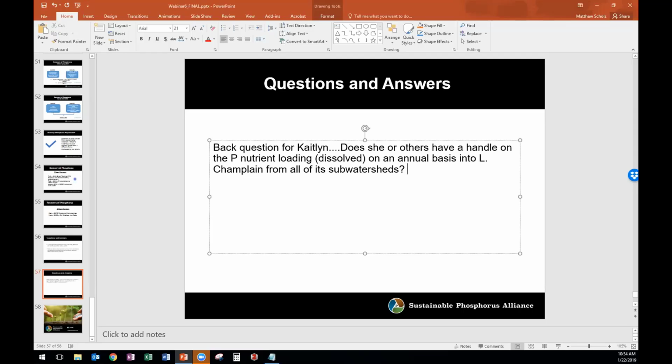Do you or others have a handle on the P nutrient loading on an annual basis into Lake Champlain from all of its sub-watersheds? I believe these are reported. Yeah, I think that we do have. I mean, it is very hard to know specifically how much dissolved phosphorus is going into Lake Champlain from all the sub-watersheds. I can look into getting some more information on that and send it back to you, Matt, and then we can share it with all the webinar participants.